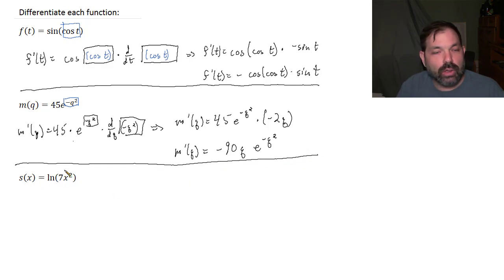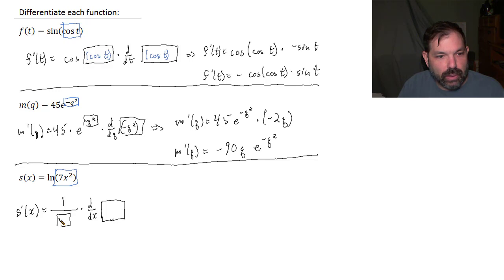S of x is the natural log of 7x squared. So I look at this as the natural log of the quantity, the box, is 7x squared. All right, differentiating the natural log function, s prime of x. The derivative of the natural log function is 1 over x. Well, it's not x, it's 1 over box, 1 over box times the derivative with respect to x of box. And in this case, what's in the box? 7x squared.